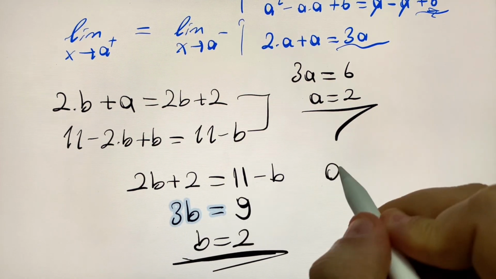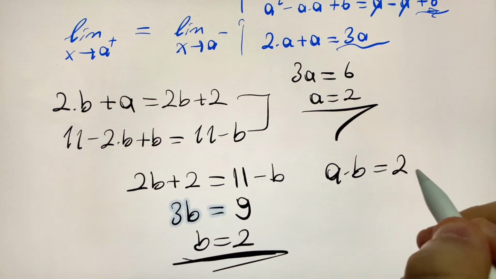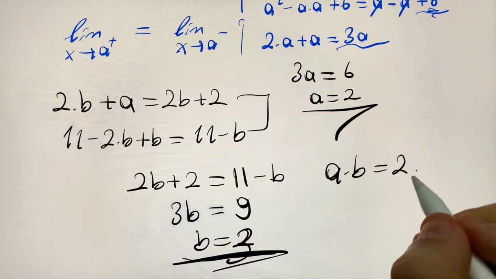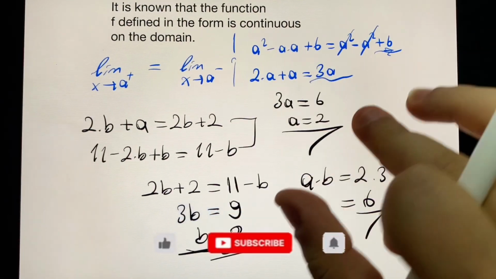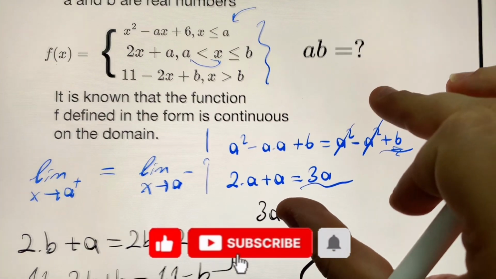He asked us for a times b. a is 2, b is 3. What was our answer? 6 has arrived. Look, this is one question asked in the exam in Turkey.